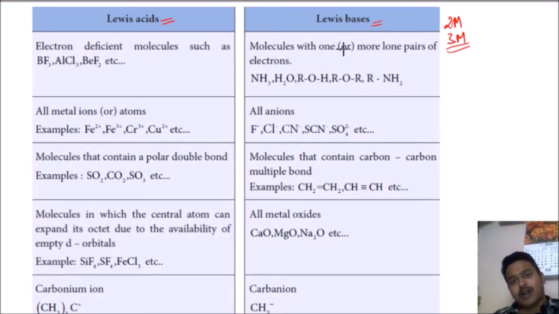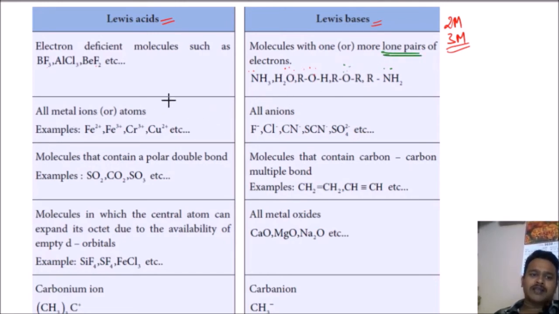Molecules with one or more lone pairs: nitrogen in NH3, one lone pair is there. Water, two lone pairs are there. Alcohol, ROH, on oxygen two lone pairs are there. Ether, ROR, also on the oxygen two lone pairs are there. RNH2, amine general formula, here also lone pairs are there. All these have lone pairs of electrons, so they act as Lewis bases.